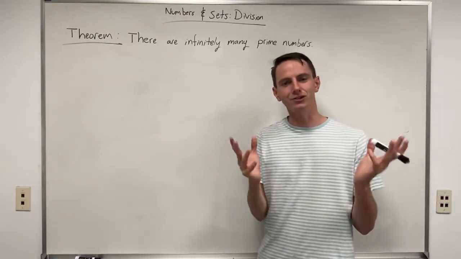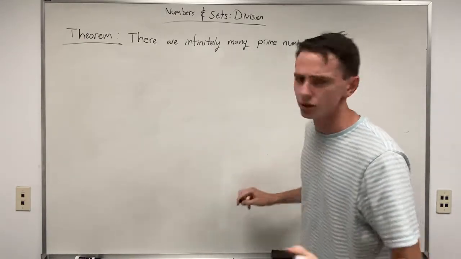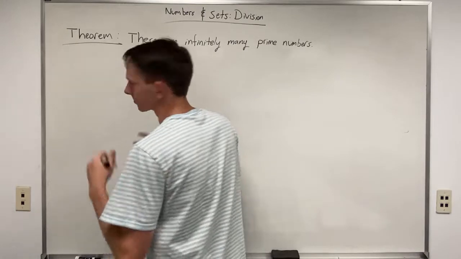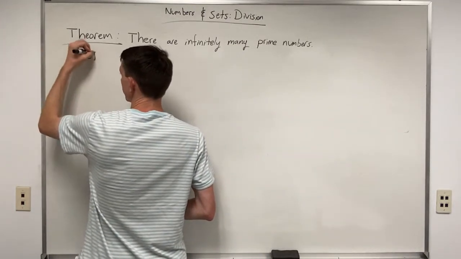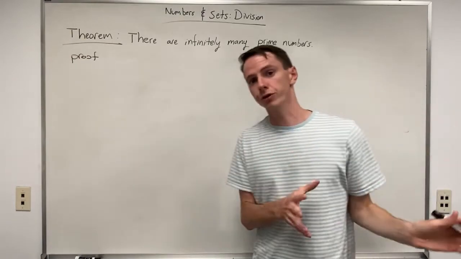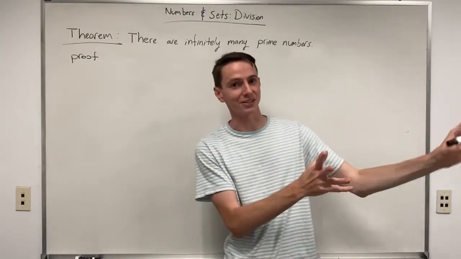So, kind of an interesting idea. How many prime numbers are out there? Infinitely many. So how do we show this? That's probably the million-dollar question. What we're going to do in this video is show two different proofs. I'll explain why we'll show two different proofs when we get to the second one.